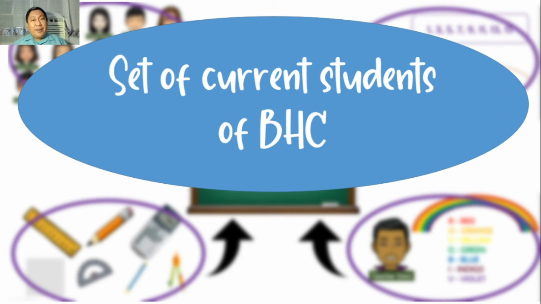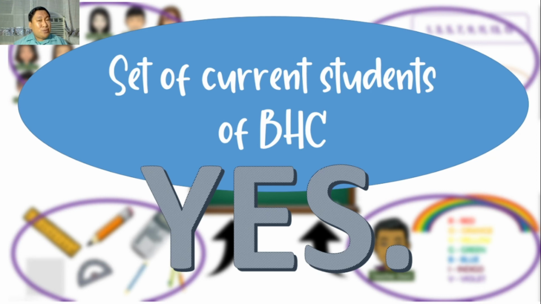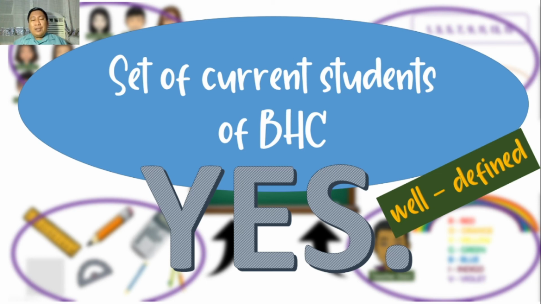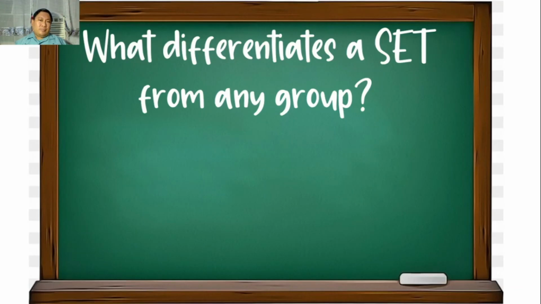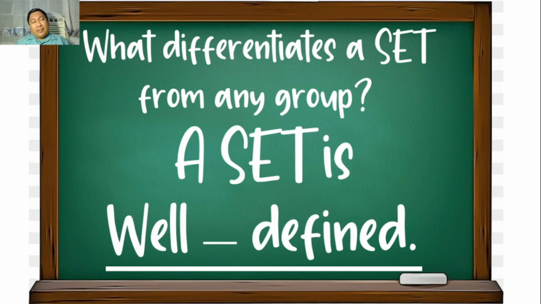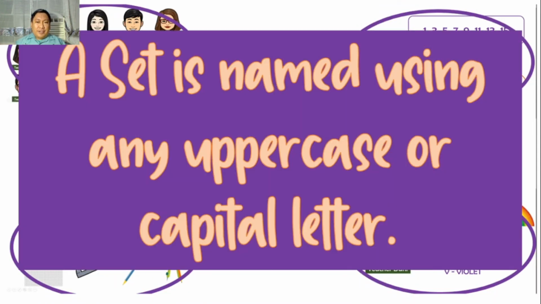So when we say the set of current students of BHC, we would easily identify by citing names who are currently enrolled in BHC from kinder up to grade 12. That is why this is a yes, because it is an example of a set which is well defined. Now, what differentiates a set from any group? It is simply because a set is well defined, and other groups may or may not be well defined.